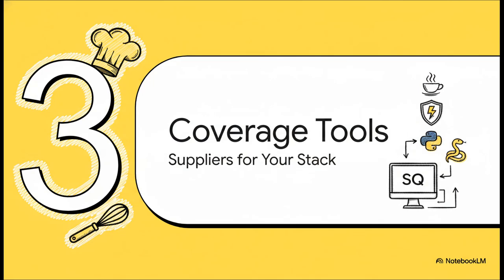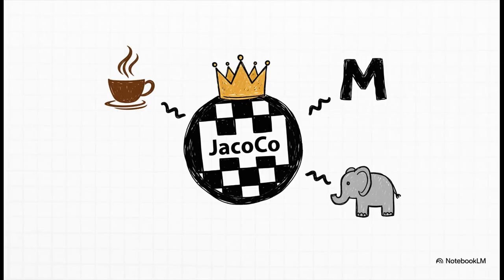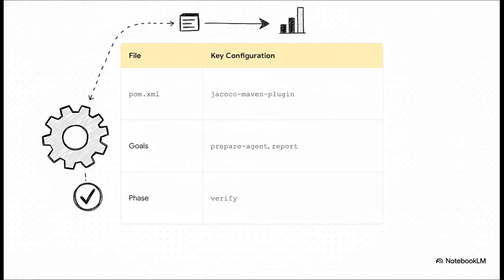All right, let's get practical. To make this work, you need the right supplier for your master chef. So we're going to look at the big 3, Java, JavaScript, and Python, and see exactly what tools you need. For anyone in the Java world, the answer is pretty much always JaCoCo. It's the undisputed champ. Why? Because it just works so smoothly with tools like Maven and Gradle, and it can handle those big, complex projects without breaking a sweat. All you've got to do is add the JaCoCo Maven plugin to your pom.xml.